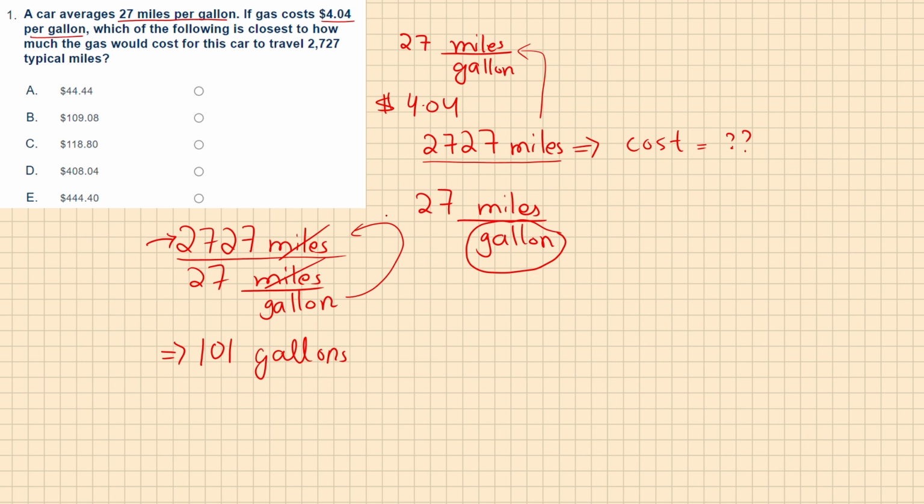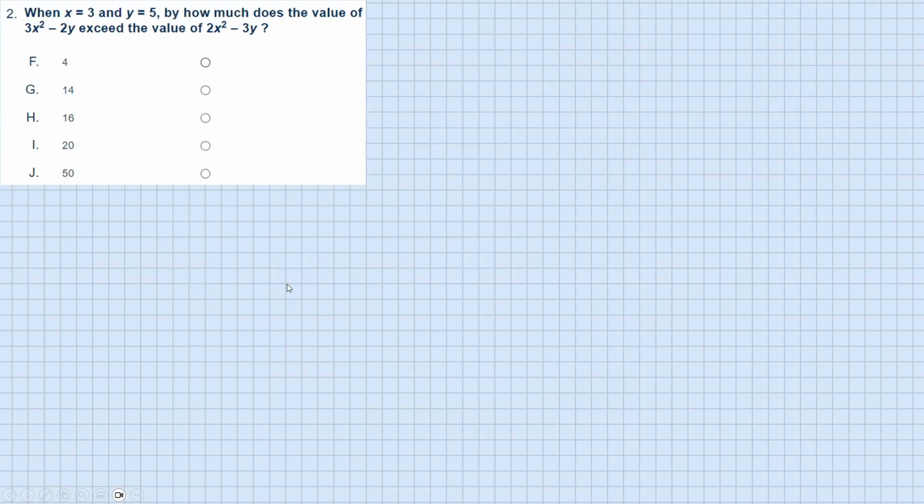And for each gallon of gas, you have $4.04. So for 101 gallons of gas, you will multiply this by $4.04 and you will get your answer, which is about $408.04. So this is option D, I guess, which is your answer. Okay, so now we can go to the next question.